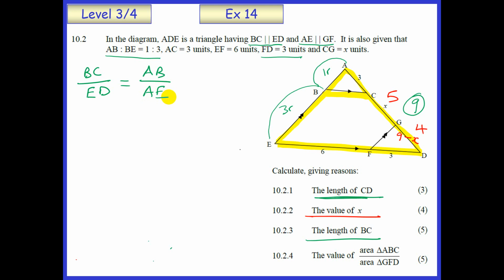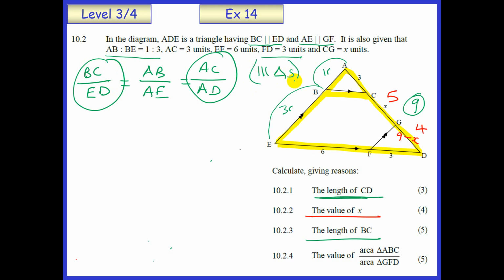Or we could have used AC over AD. Now you'll notice if you look at your diagram, we have AC and AD, so it would be better for us to use AC over AD. And that is because of similar triangles, okay? Those two triangles are similar, and BC is actually parallel to ED. You can state which triangles are similar.